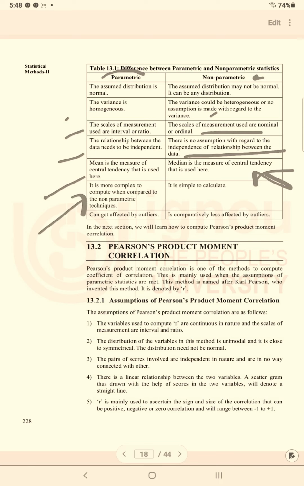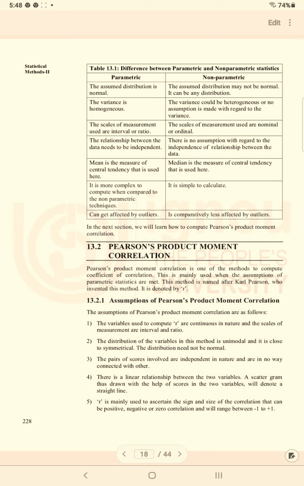It is more complex to compute when compared to the non-parametric techniques. It is simple to calculate. Can get affected by outliers. Is comparatively less affected by outliers.